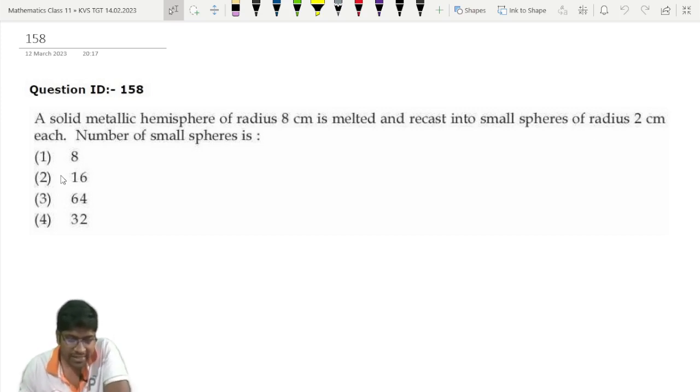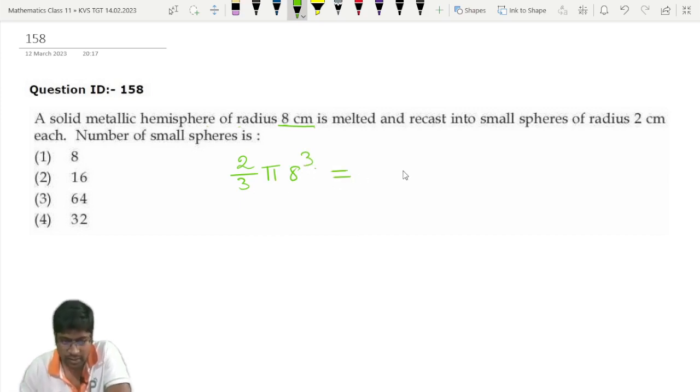A solid metallic hemisphere of radius 8 centimeter is melted and recast into small spheres of radius 2 centimeter each. Number of small spheres? Okay, the total volume will be same. Here the concept is that the total volume of the small spheres will be equal to the volume of the solid hemisphere. So what will be the volume then? Now volume of a sphere is 4/3 pi r cube. So volume of a hemisphere is what? 2/3 pi r cube, 8 cube.